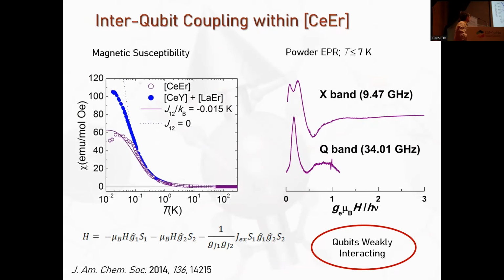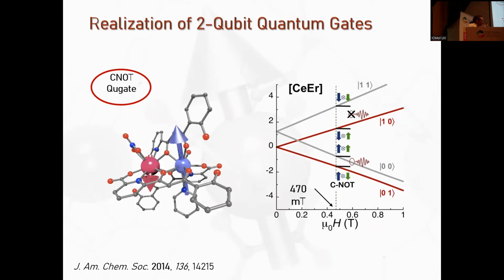And so, for example, here we see the effect of the coupling. This is the sum of both qubits when they are isolated, and this is when they are in the same molecule. See, this is the effect of the coupling, and also we see that the EPR is not simply the addition of both EPRs. And so, by just modeling with simple models the magnetic properties of this molecule, we can propose a semi-quantitative diagram of energy of these four magnetic states I mentioned at the very beginning, with respect to the magnetic field, and see at which point we can run the CNOT quantum gate, by using a specific energy, which is the one of the EPR spectrometer that we have.